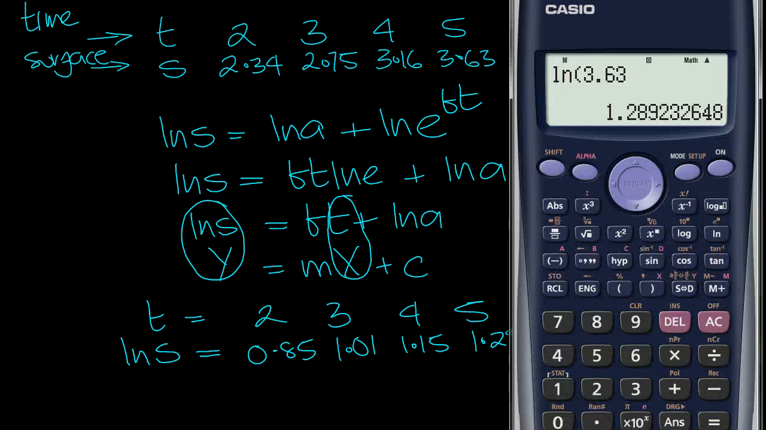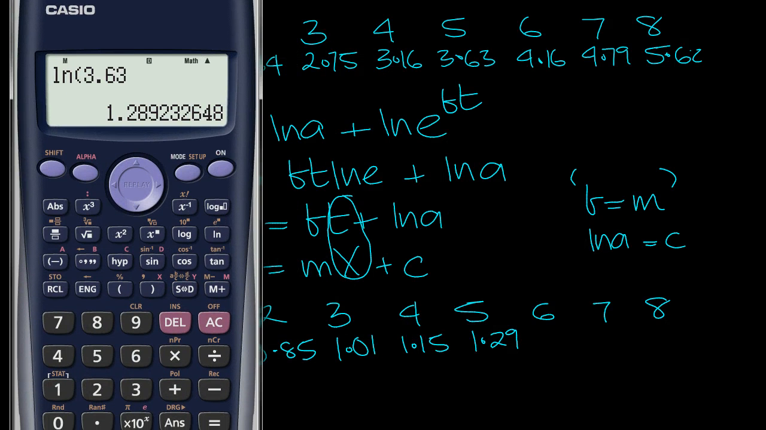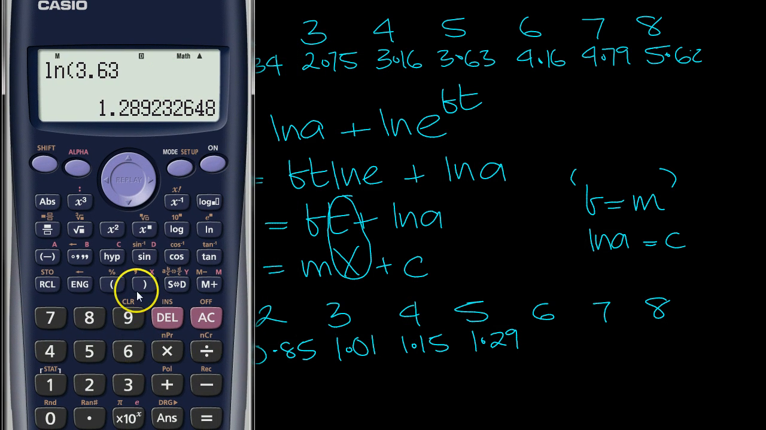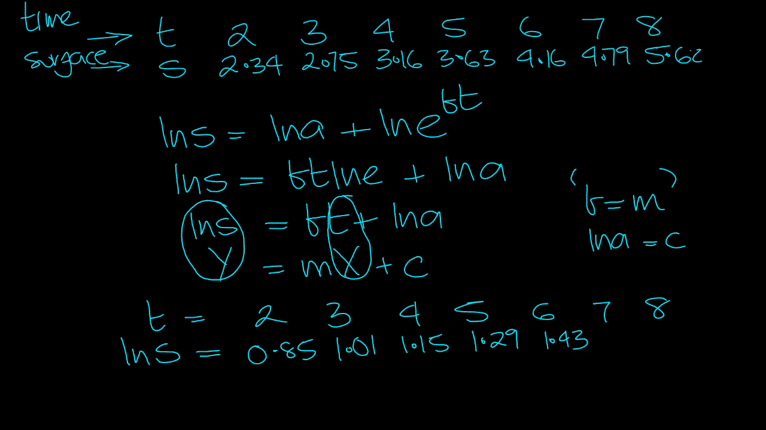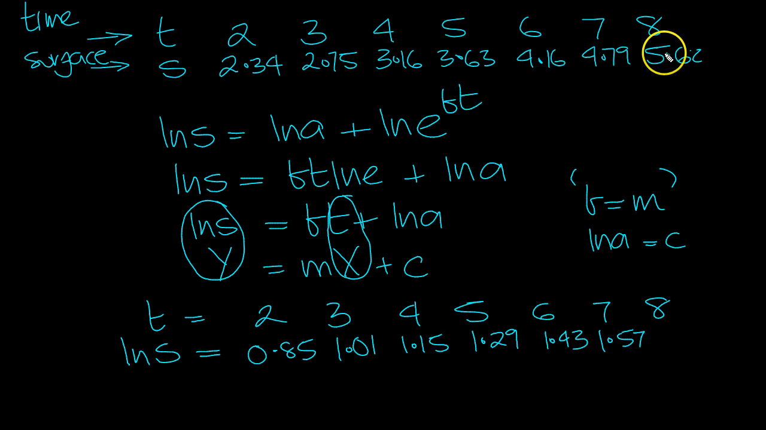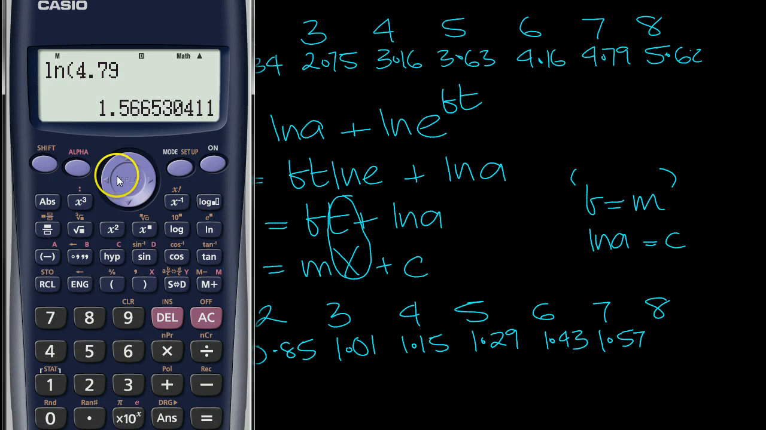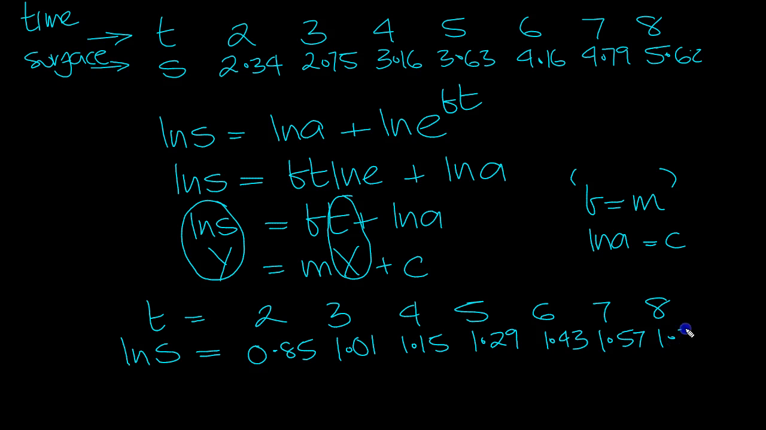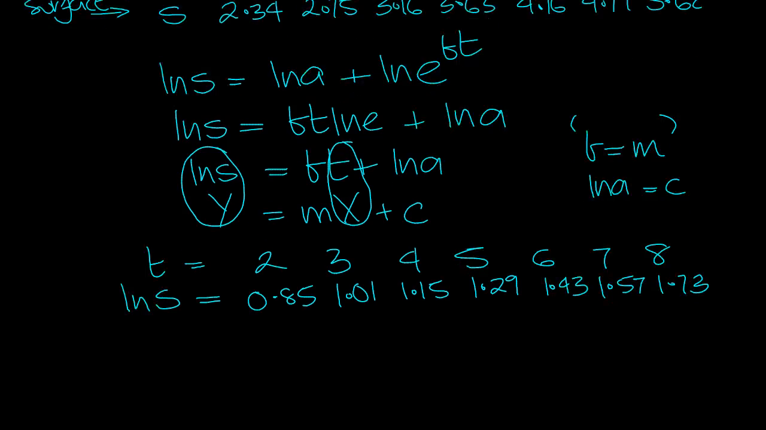Okay, and then the next one, which is number 6, 4.16, ln 4.16 is 1.43. ln 7, the next one, 4.79, is now 1.57, and then the last one, 5.62, log of that is 1.73. Okay, that's what we've got then as data.